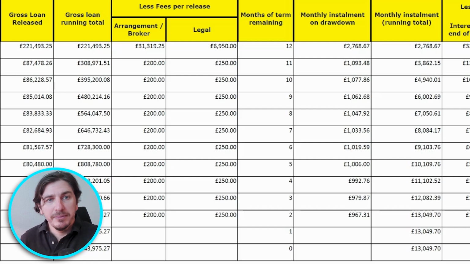For this example, the purchase price, if you remember, was 340,000. That's the current value. The borrower would receive a net loan of 150,000 day one. So this is a gross loan of 221,000 and a bit. Then here's where all the large fees come out.